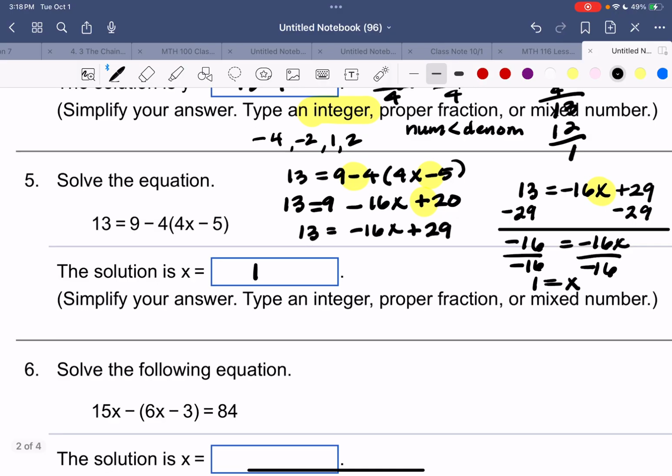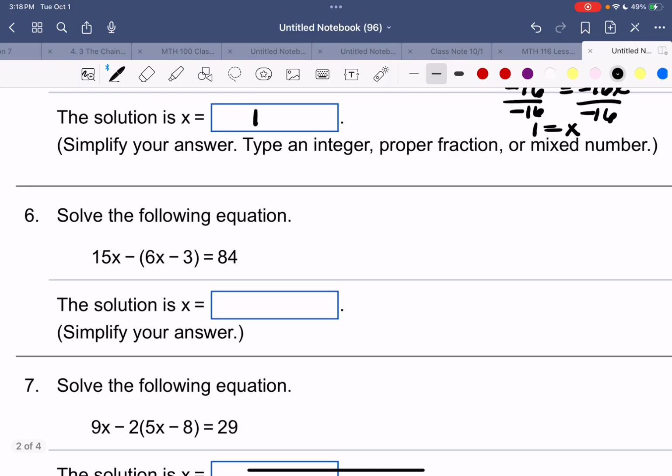Example 6. 15x. Now, remember, there's a minus 1 implied here. So that's going to be minus 6x plus 3. Look, a negative 1 and a negative 3. Negative times a negative is a positive, so that's going to be just a plus 3 equals 84.